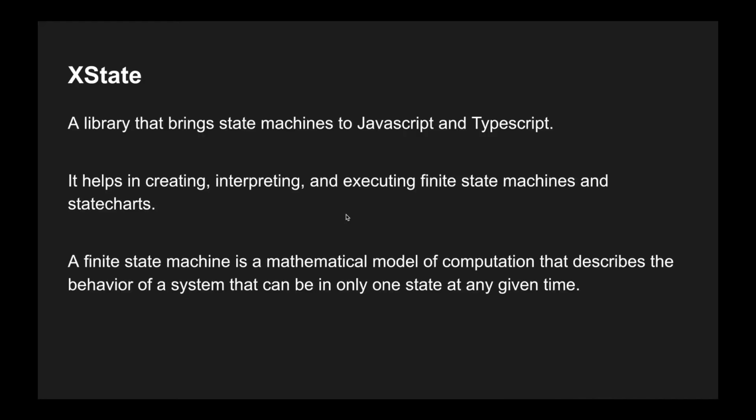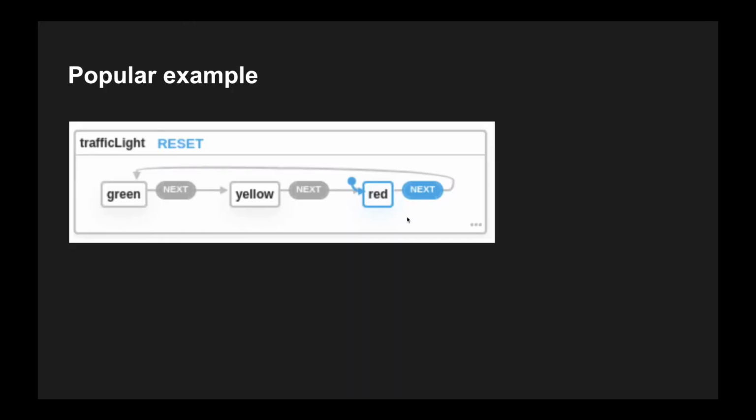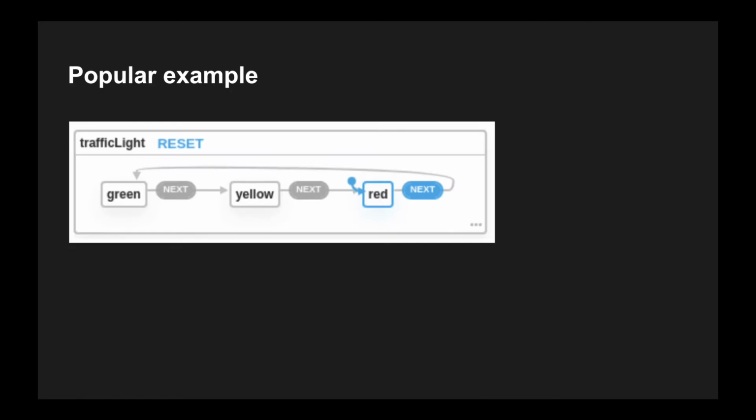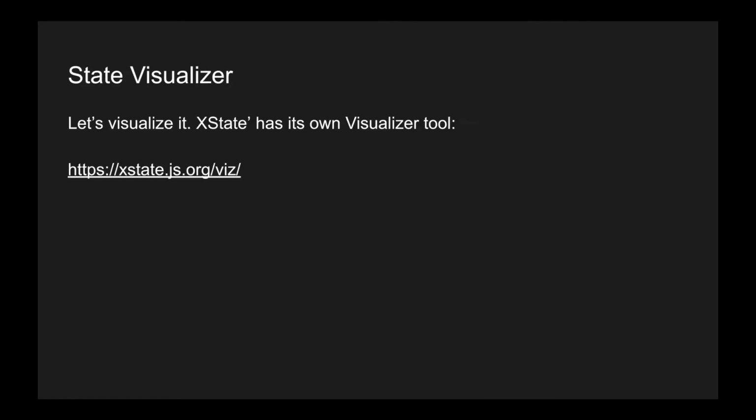So coming back to this definition, a finite state machine is a mathematical model which is backed by research, and this describes the behavior of a system in one state at a given time. So basically we are traveling through these states inside of our application, and these states are guided by the actions that the user takes in the application. We also have something called the state visualizer. So let's try to visualize this particular thing right here inside of our visualizer as well.